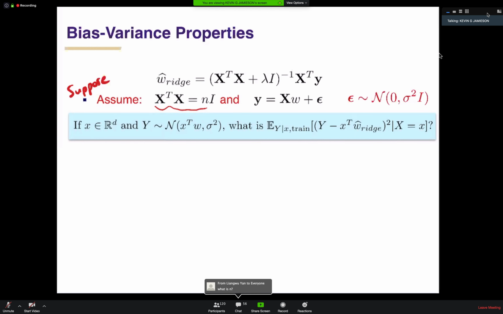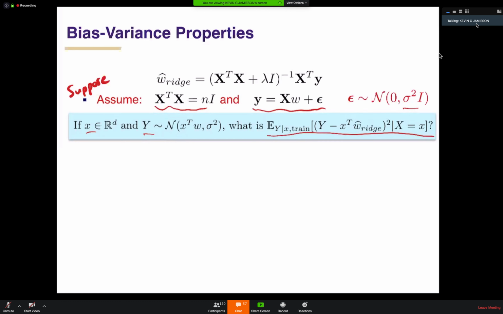Then you're also asked to assume that there exists some true w such that the y's you observe are equal to xw plus epsilon, and epsilon is drawn from a Gaussian distribution. Then for any particular x and a random y drawn from our model, y is normal with mean x transpose w and variance sigma squared. We could ask the question, like we were asking in the bias-variance trade-off in the last lecture, of what is the error.